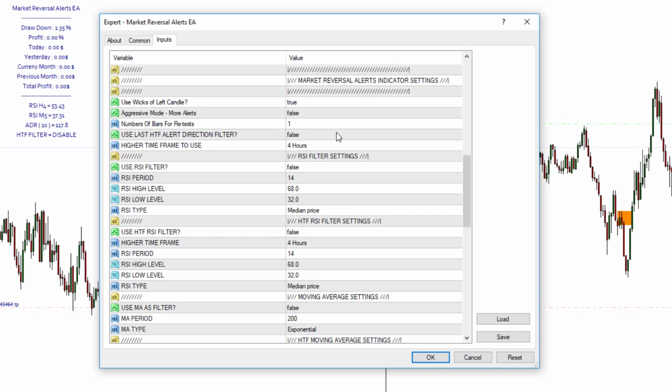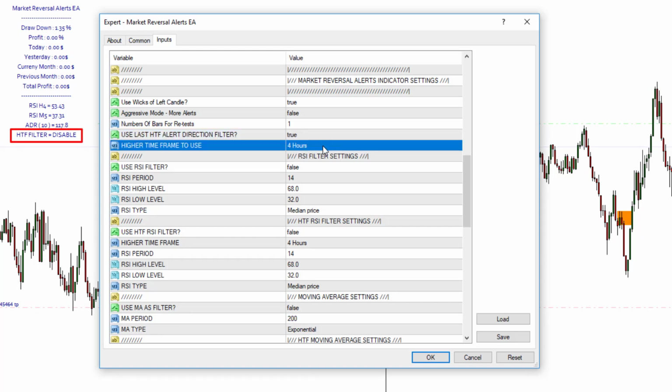Now, what this one will do is, if on the indicator you wanted to use, for example, the 4-hour chart, the last reversal alert on the 4-hour chart for directional bias, the indicator will only take trades in the direction of the last reversal alert on the 4-hour chart. So you could load the EA onto either M5 or M15 and tell it to only trade in the direction of the last alert, keeping you in line with the short-term trend.